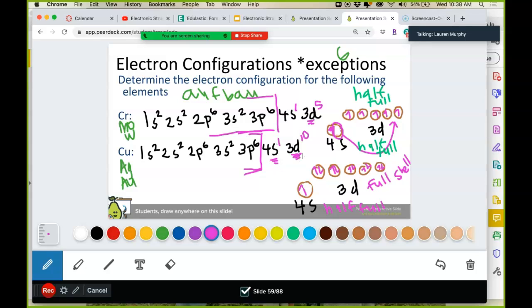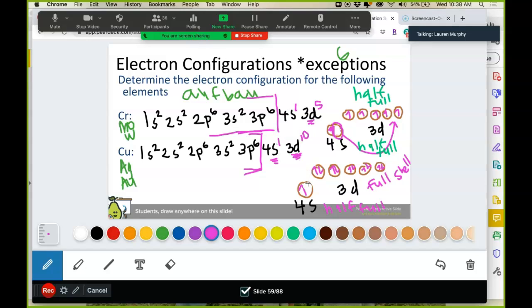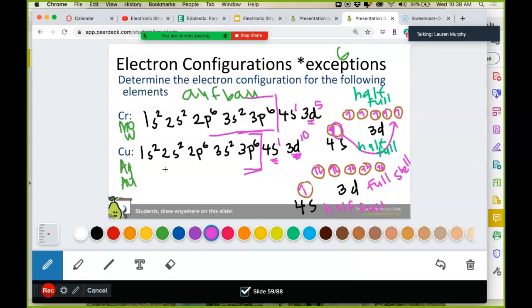This is more stable. A full shell is very stable, and I've also minimized repulsion between the two electrons in the s orbital. And so silver and gold also do this. These are exceptions.